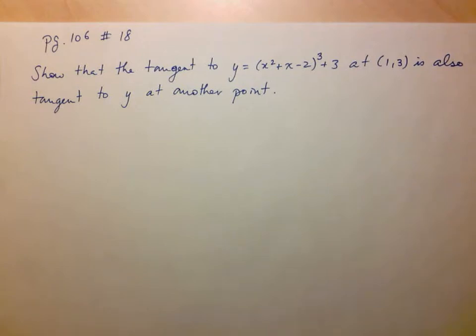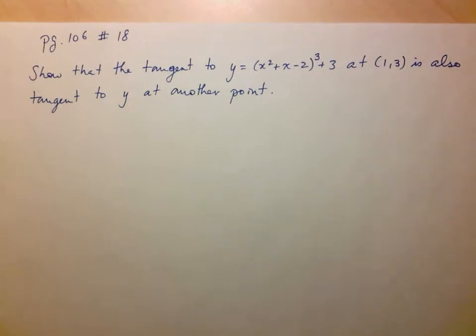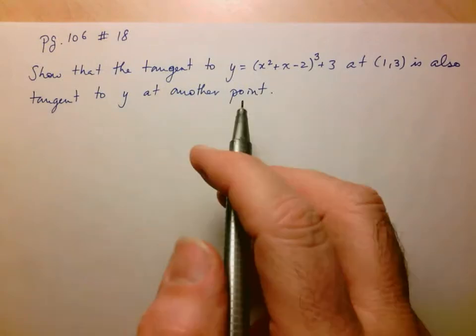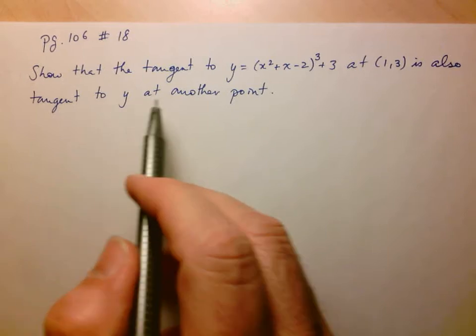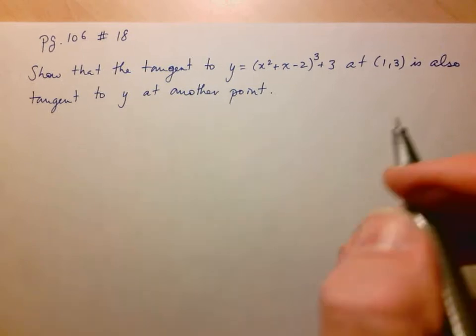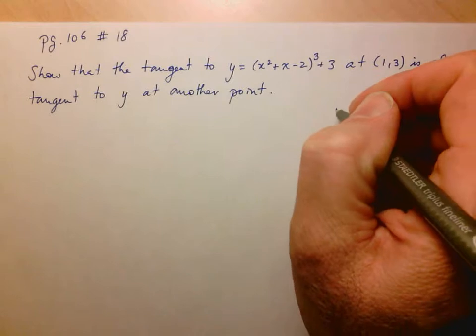Hi folks, this is number 18 from page 106. So this is a bit of a different question. They ask us to show that the tangent to this curve at (1, 3) is also tangent to the curve at another point. Okay, so just to get an idea of what this could look like.